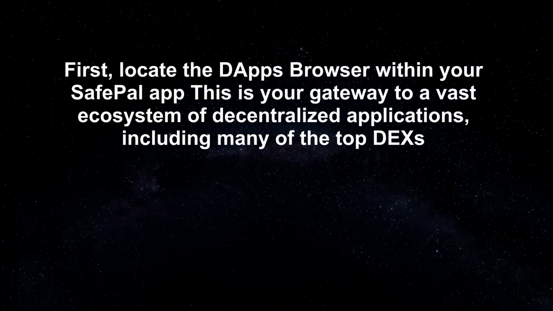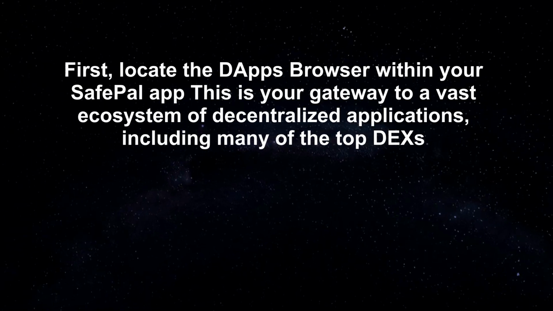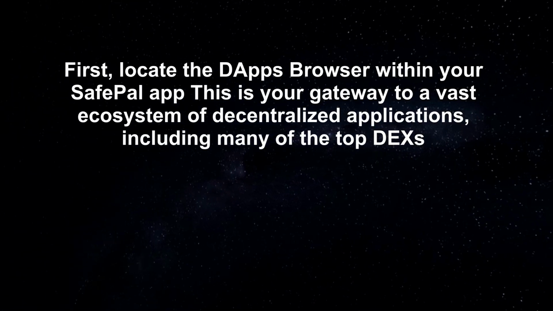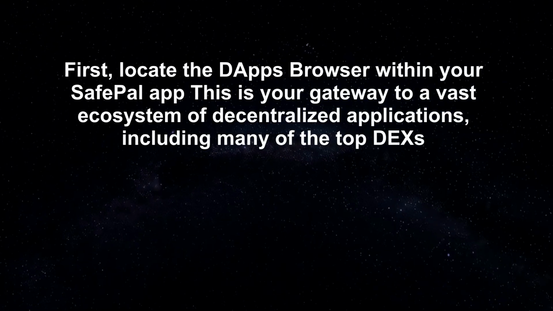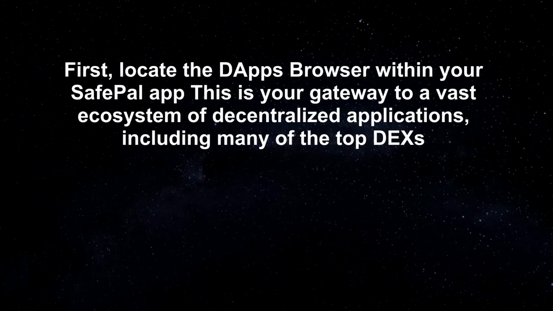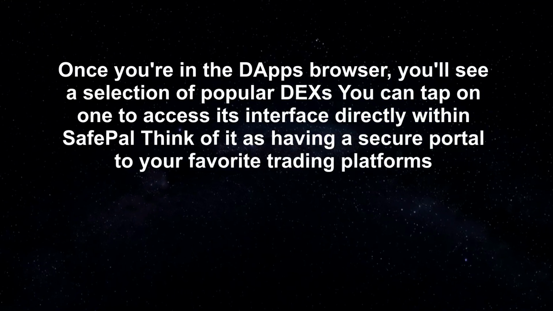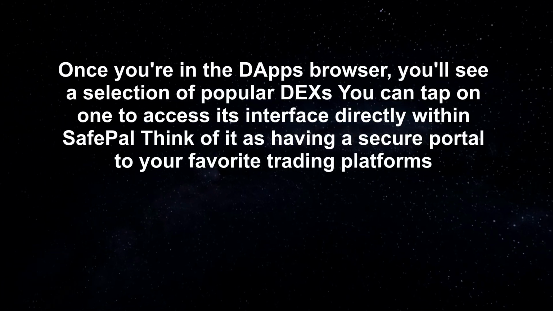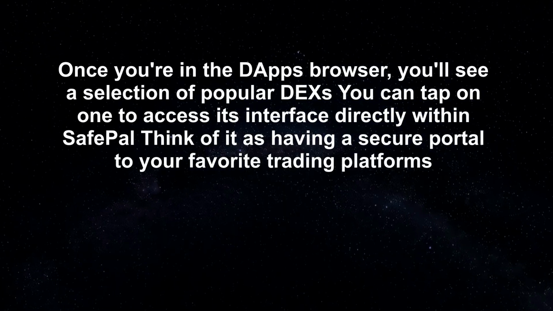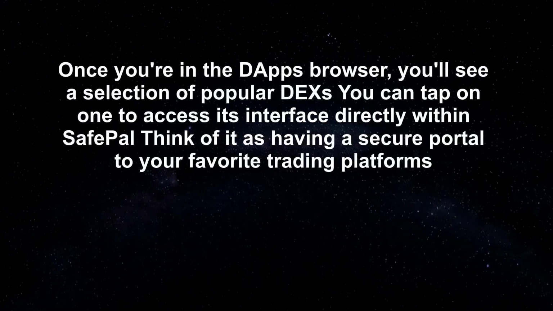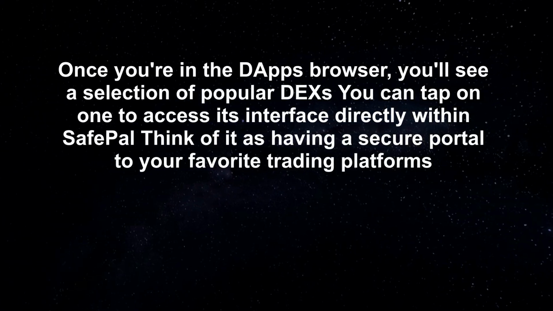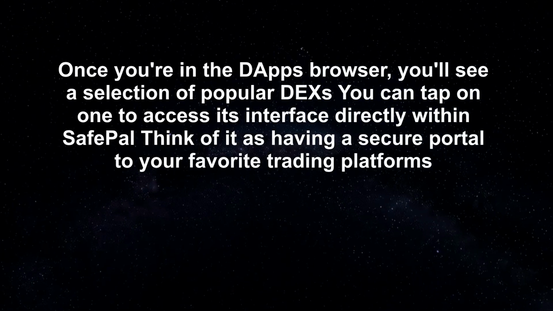First, locate the DApps browser within your Safepal app. This is your gateway to a vast ecosystem of decentralized applications, including many of the top DEXs. Once you're in the DApps browser, you'll see a selection of popular DEXs. You can tap on one to access its interface directly within Safepal. Think of it as having a secure portal to your favorite trading platforms.